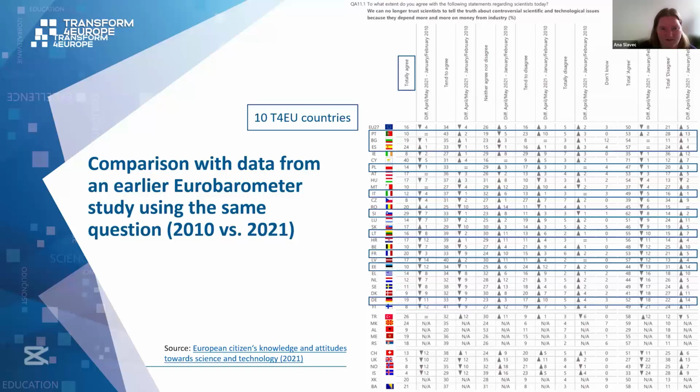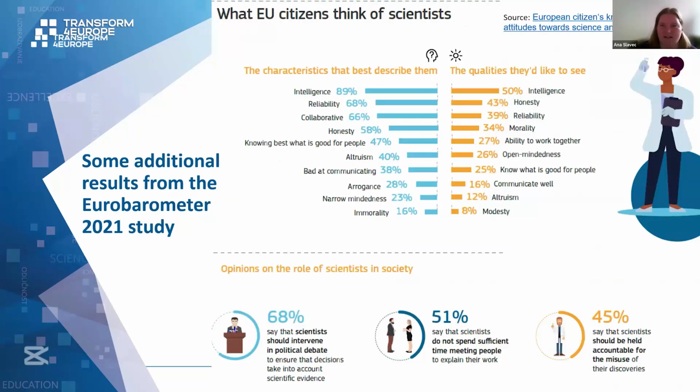There are, of course, many more indicators, many more questions in this study. Here is the link. These slides will be shared, so you can later check the links. But this is an infographic that was published on the website of the study, with some additional results from this 2021 study.